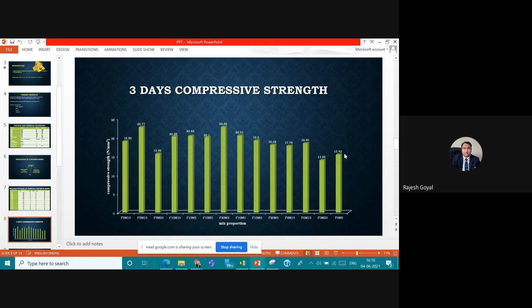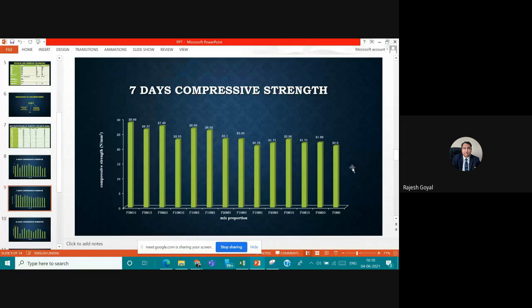So in 3 days, the control mix was showing 15 megapascal compressive strength. The majority of our blend mixes are showing more than that, only barring this one, 0M20, where metakaolin was 20% and fly ash was 0%. Here it was around 14 megapascal. So in the rest of the places, you can see the compressive strength shown by the test is more than the control mix. So we can say in all respects it is showing better results.